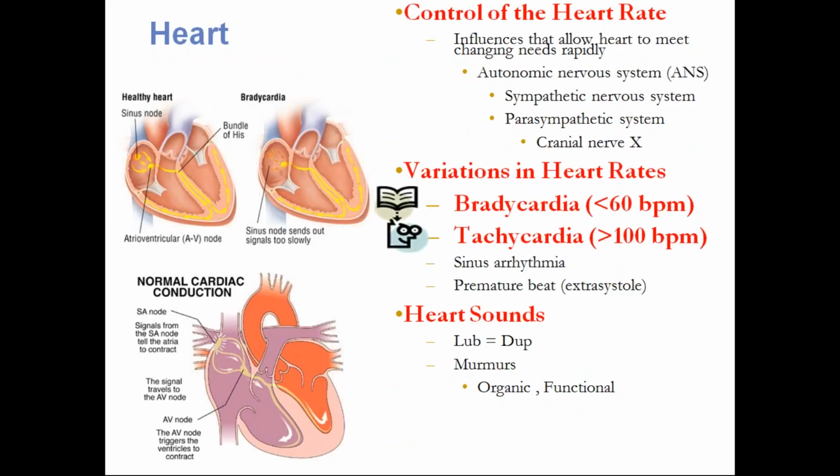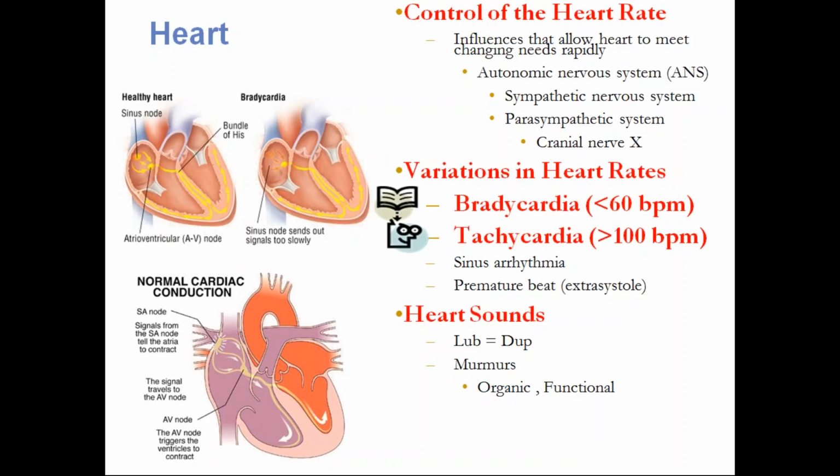So here we have variations of the heart rate. We have bradycardia and tachycardia. Bradycardia is less than 60 beats per minute, and tachycardia is more than 100 beats per minute.